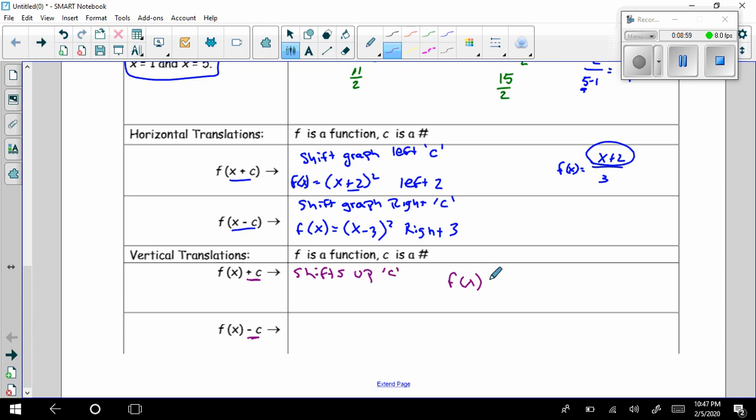So if f of x is equal to 3x squared plus 2, this goes up 2.